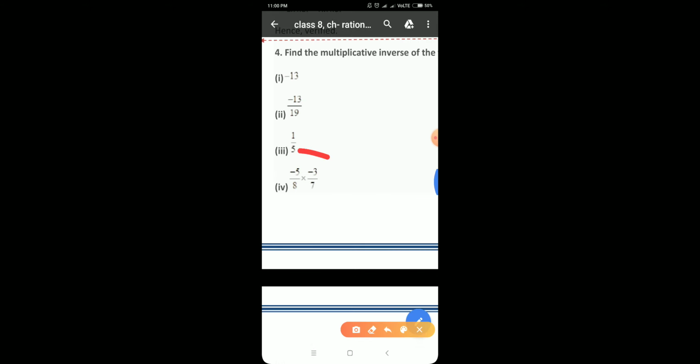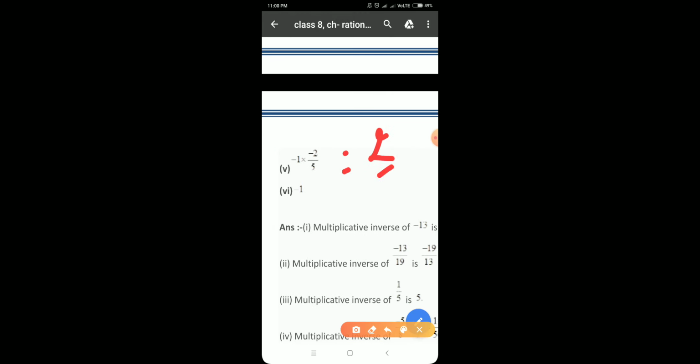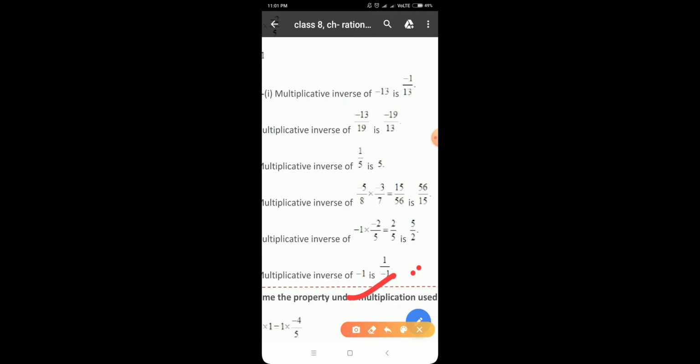Next, here you can multiply these terms. You will get 5 into 3 is 15 and 8 into 7 is 56, and the minus times minus also. So you will get 15 upon 56. So its multiplicative inverse will be 56 upon 15. So this will be your answer. Here you will get 2 by 5, so its multiplicative inverse will be 5 upon 2. Similarly, you can write minus 1 as minus 1 by 1, so its inverse will be 1 upon minus 1, and you can say its inverse is also minus 1.